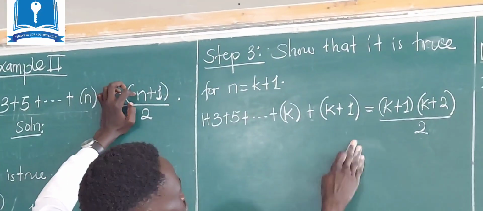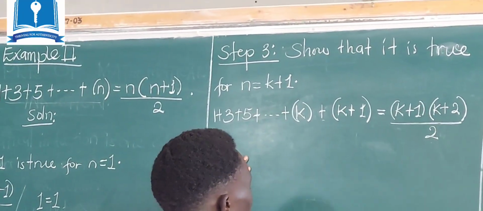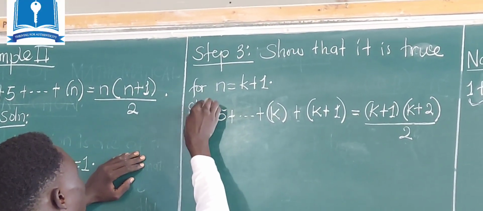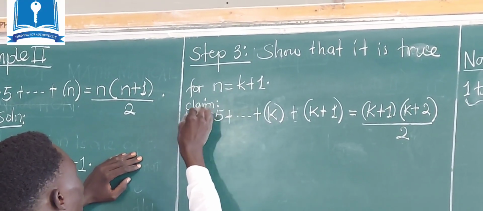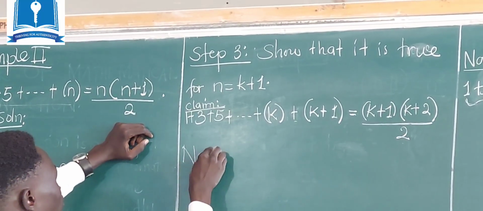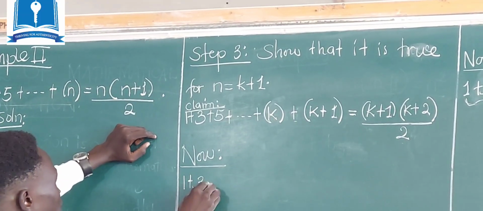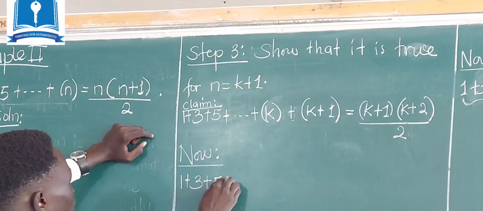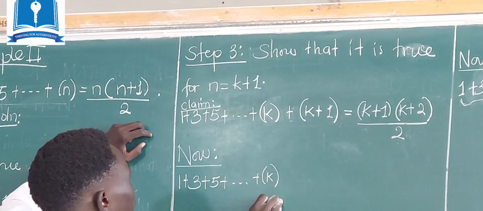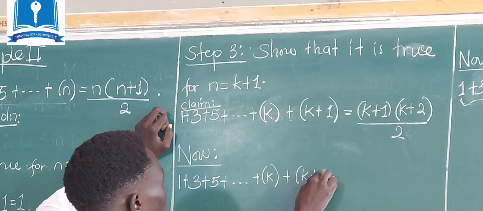So now we are trying to prove that this statement is equal to this. So now this is the claim statement. Now let us say we will have 1 plus 3 plus 5, then plus k, then plus k plus 1.